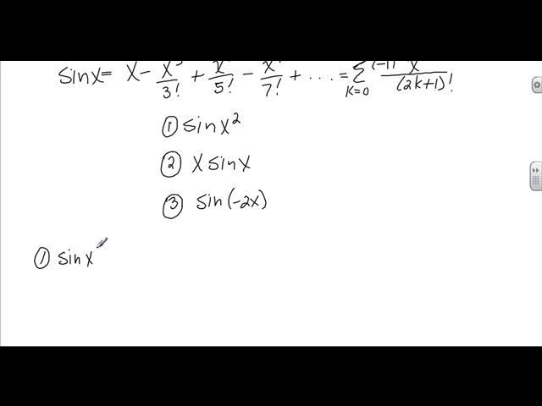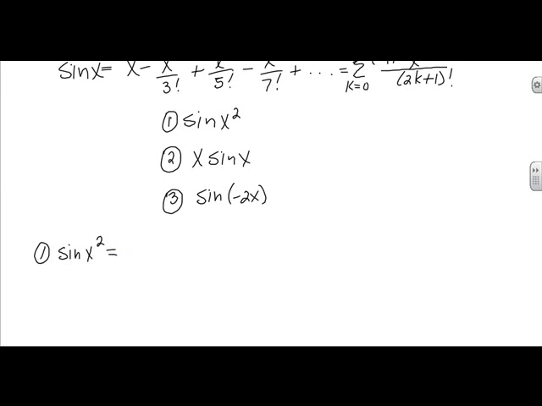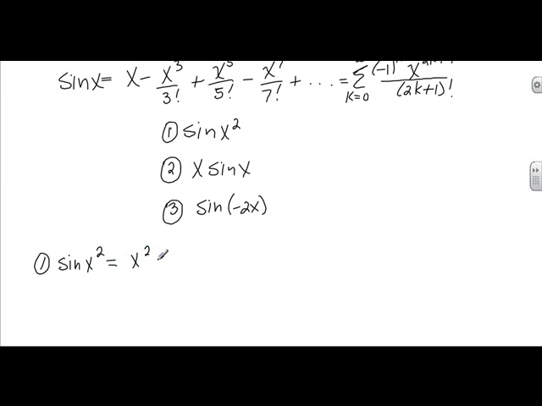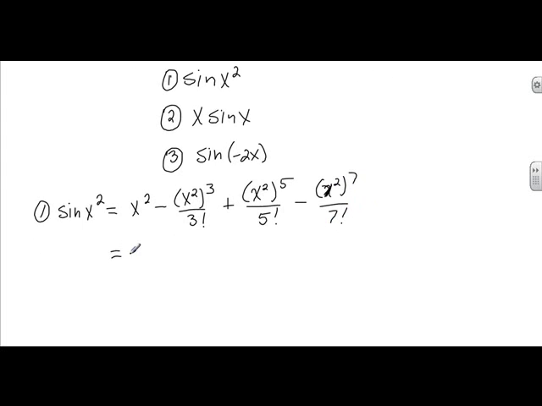So we'll have x squared minus x squared cubed over 3 factorial plus x squared to the 5th over 5 factorial minus x squared to the 7th over 7 factorial, which would then simplify to x squared minus x to the 6th over 3 factorial plus x to the 10th over 5 factorial minus x to the 14th over 7 factorial.